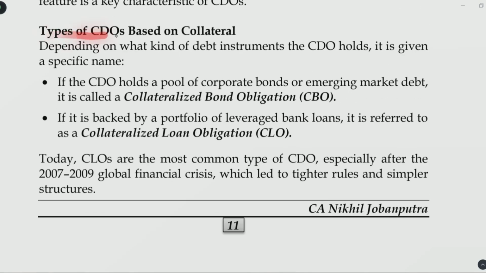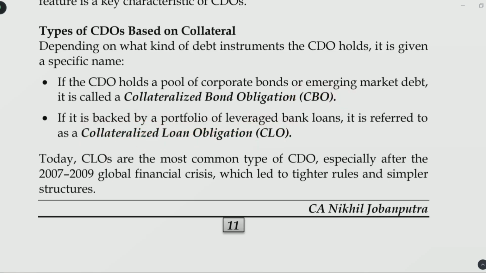Now, types of CDOs based on collateral. Depending on what kind of debt instruments the CDO holds, it is given a specific name. If the CDO holds a pool of corporate bonds or emerging market debt, it is called a collateralized bond obligation, that is CBO. If it is backed by a portfolio of leveraged bank loans, it is referred to as a collateralized loan obligation, that is CLO.